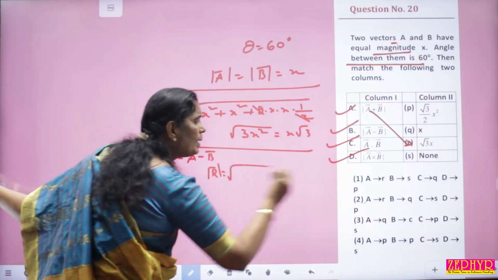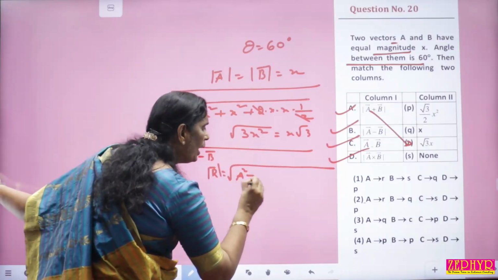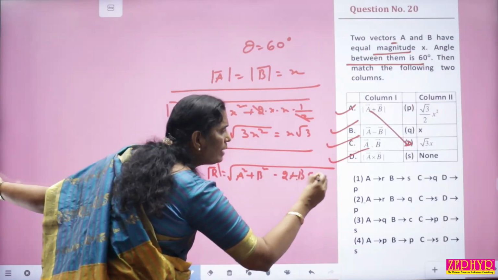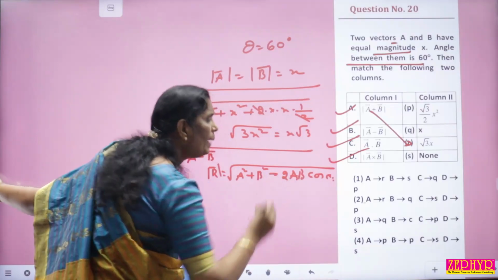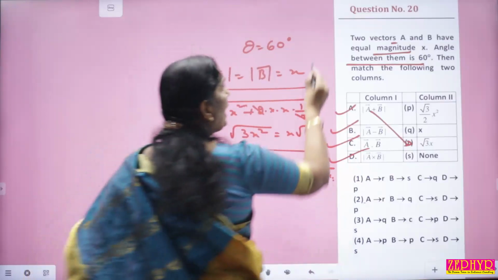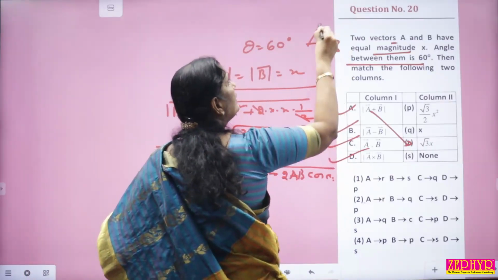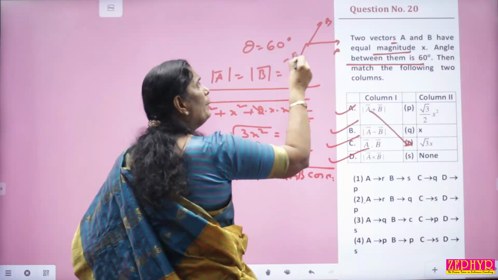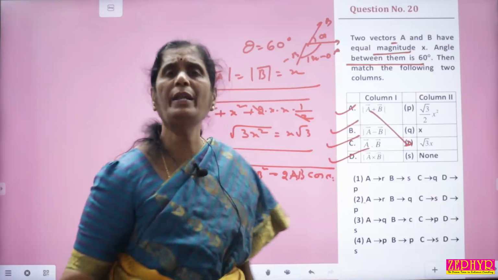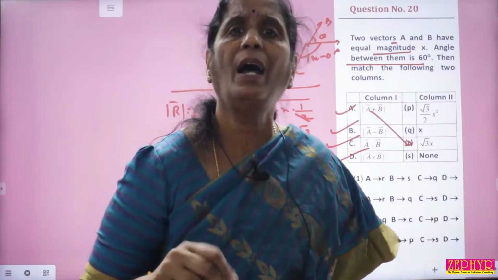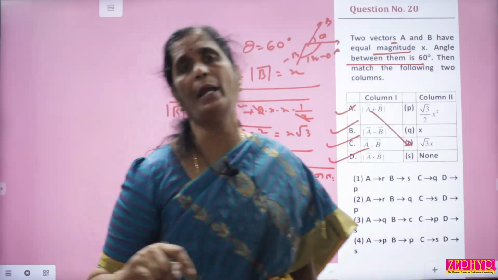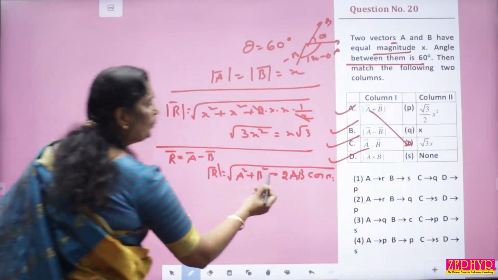The formula will be, come on, say, root of mod A square plus mod B square minus 2AB cos theta. Why minus? Because now the angle is not theta. We are subtracting now. This is A bar and this is B bar. We want minus B bar. This is theta. This is 180 minus theta. So the angle between A and minus B will be 180 minus theta. Cos of 180 minus theta will be, supplementary angle, minus cos theta.